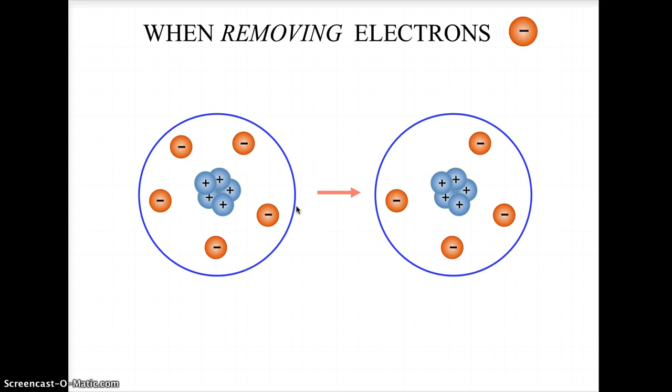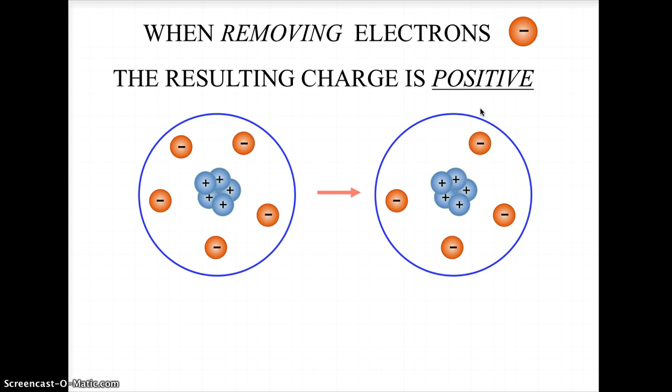Okay, so when you are removing electrons, so here on this side you went from 5 and then over here to 4, you're actually going to end up with an ion that is positive. Okay, so if you look over here at the left, 5 and 5 cancel each other out. Over here you have 5 positives and 1, 2, 3, 4 negatives. So you end up being more positive.